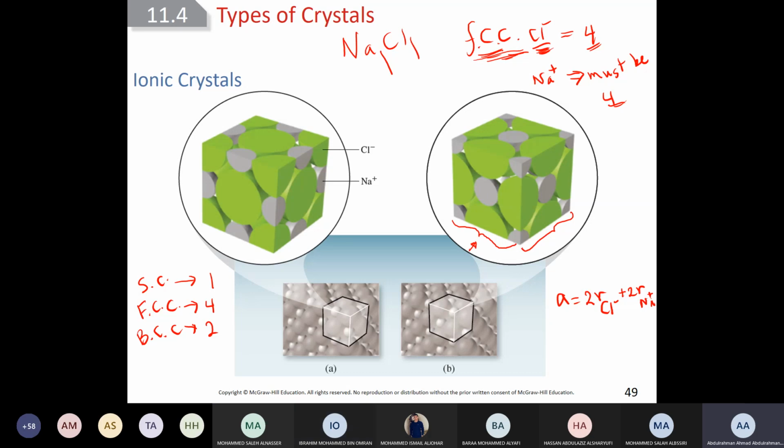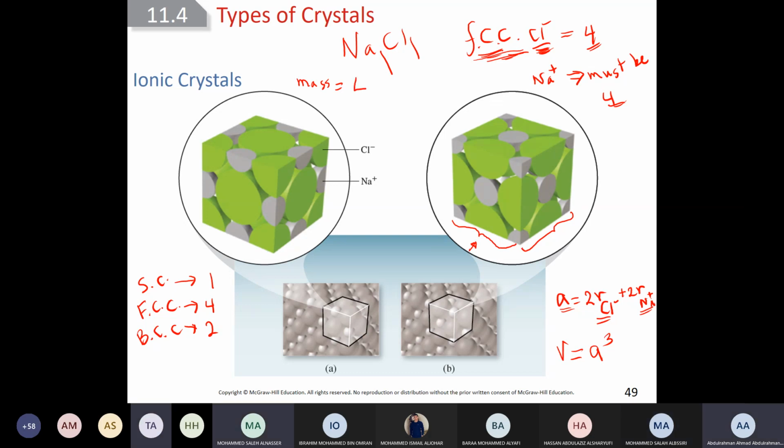Yes. So if I want the volume for NaCl, how can you find the volume? Take the radius of Cl and the radius of sodium, find a, and then what's the volume? a cubed, exactly, a to the power of 3. How about the mass? What's the mass of the cube? From the periodic table. Yes, but how many atoms are there?